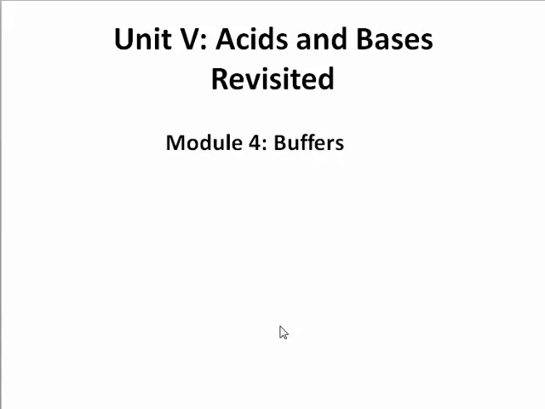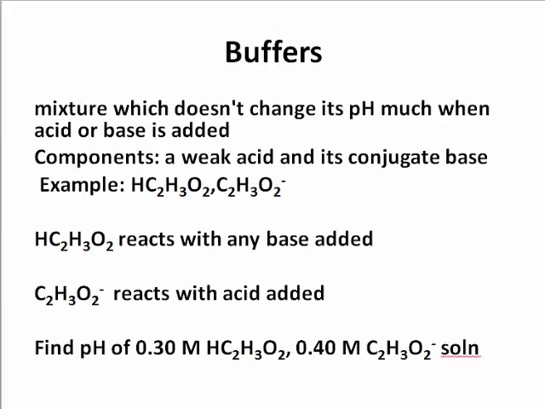This is the lecture for Module 4 of Unit 5. This lecture is on buffers. A buffer is a mixture which doesn't change its pH much when an acid or base is added. Now, buffers can be made by chemists for experimental work they're doing if they want to fix the pH, or you will read about or see naturally occurring buffers in this course.